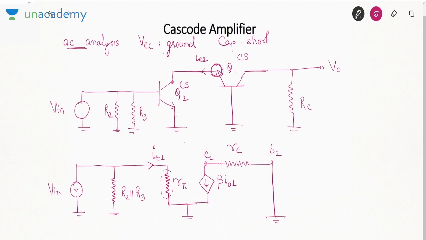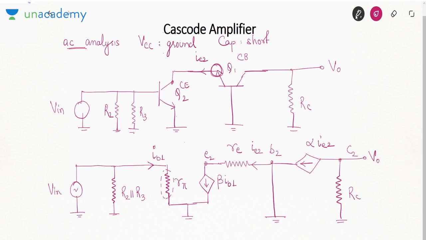What about the collector terminal? Between collector and base, we have a current source. Now this current source is either beta into IB, or you can say alpha into IE. Either you can write beta into IB or alpha into IE. Then this is your collector terminal. Now the collector is connected to resistance RC and ground. This is your V0.